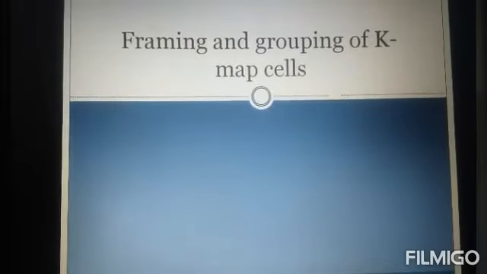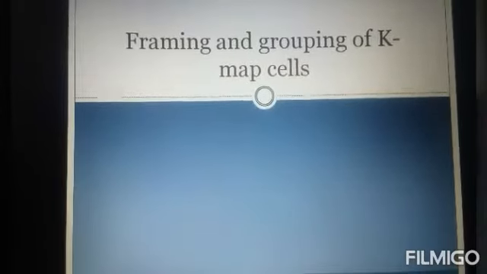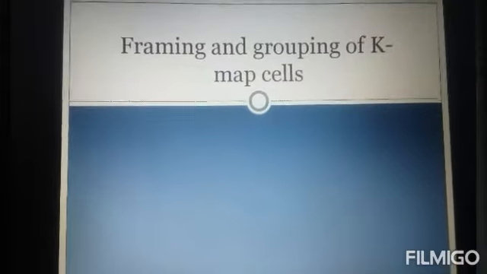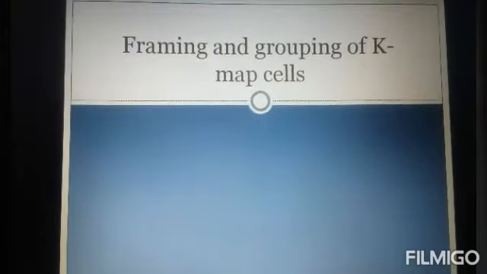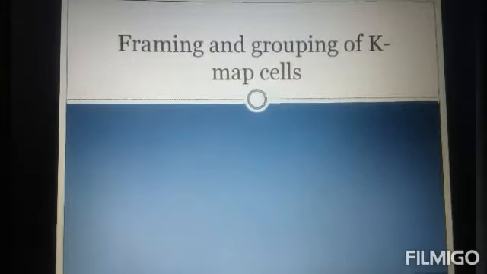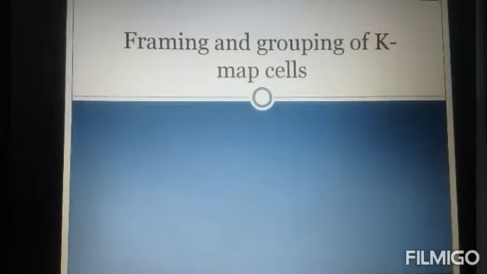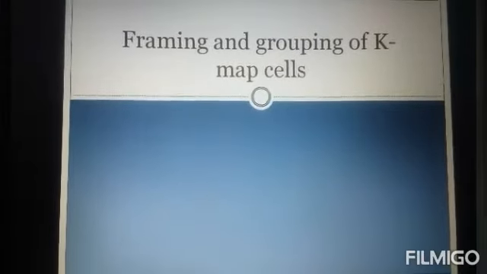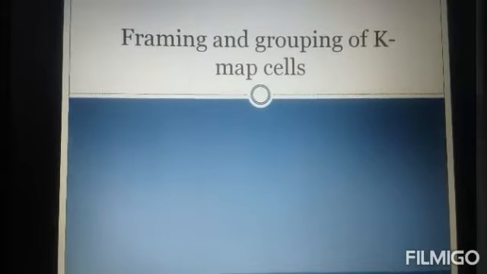Everyone, now I am here with my next video of K-map. Previously I have told you about the history of K-map, how to design a K-map with 2 variables, with 3 variables or with 4 variables. Now in the second part I want to tell you about how to mark cells, how to frame a group, which one is right and which one is wrong.